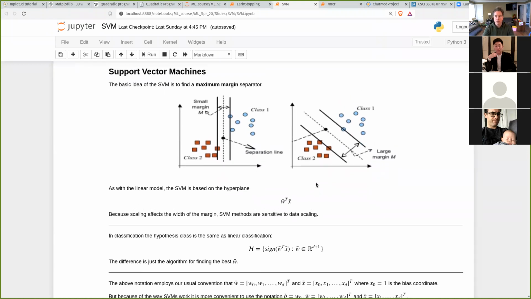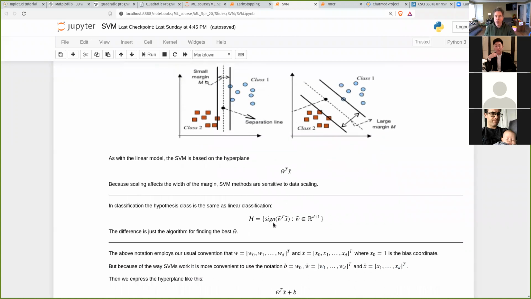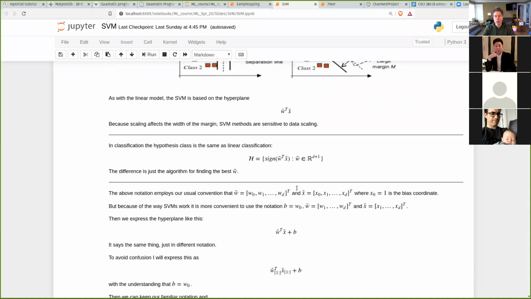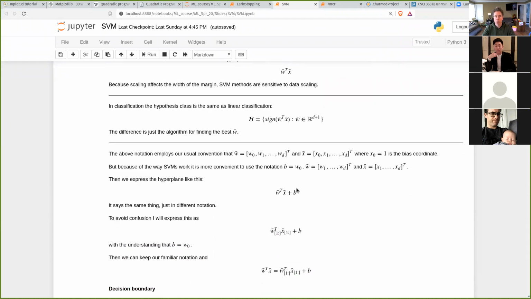So since this is linear classification, the decision boundary is still just given by a hyperplane, and so the hypothesis class is exactly the same. This dashed line here is just the dot product of w and x. You set that equal to 0, and then the x's that make that equation true are what determine the dashed line there. So it's the same hypothesis set that we've been working with forever.